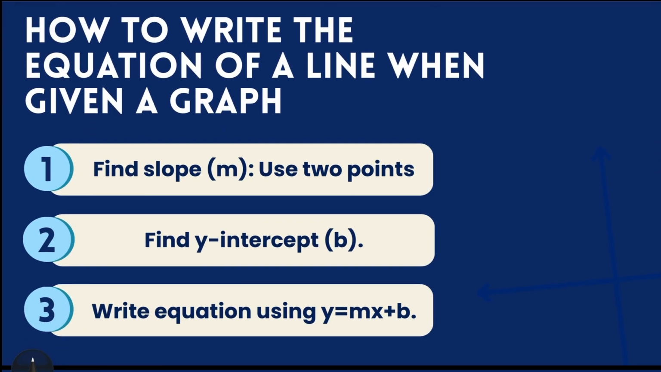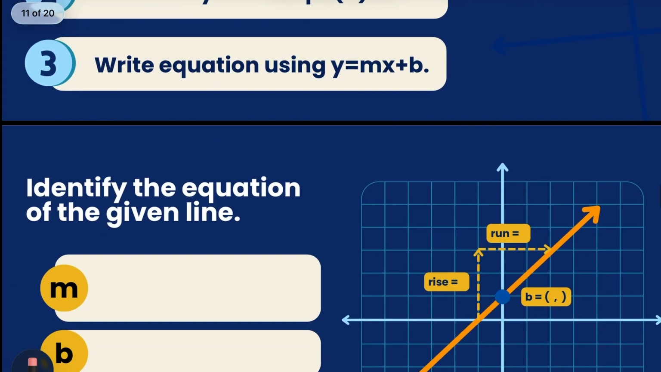So the next thing that we are going to learn in this video is how to write the equation of a line when given a graph, which is actually a lot easier than what we've been doing. The first thing that we're going to do, as always, is to find our slope using 2 points. The second thing is to find our y-intercept, which is just to find when it crosses the y-axis. So it's the same thing that we've been doing, but now we're just observing it from a graph. So let's look at some examples.